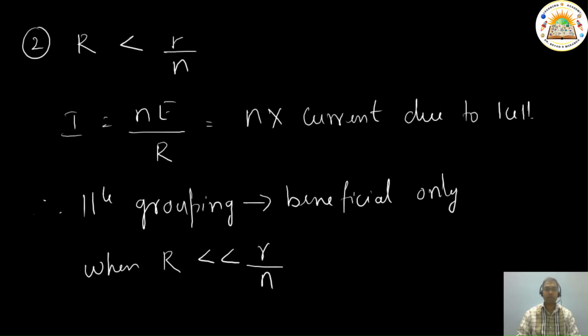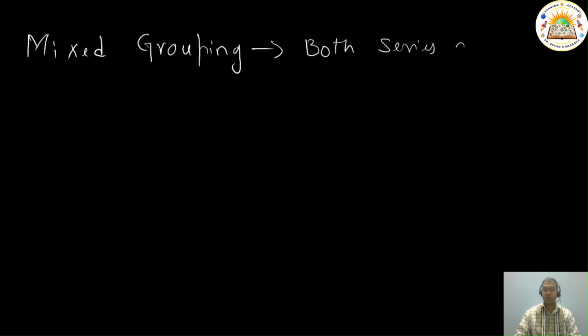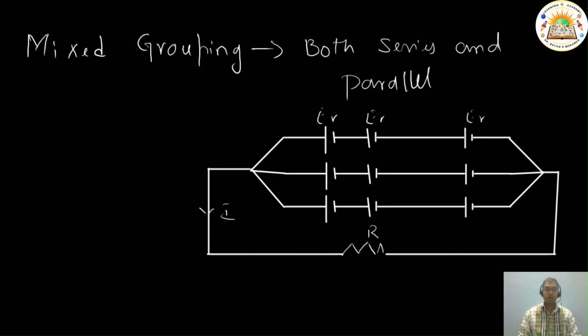Next, let us have a look at the mixed grouping. Now, whenever we say mixed grouping, either in resistors, cells or even capacitors, mixed grouping basically means we have both series and parallel. In these cases, what is going to happen to the total EMF and the effective resistance that we have to calculate? For that, let us start off with a circuit diagram. So let us look at this mixed grouping, both series and parallel.